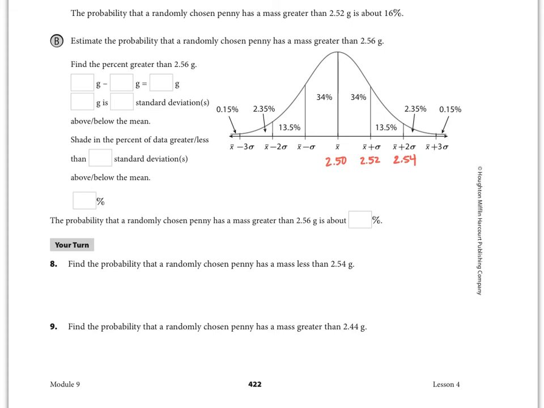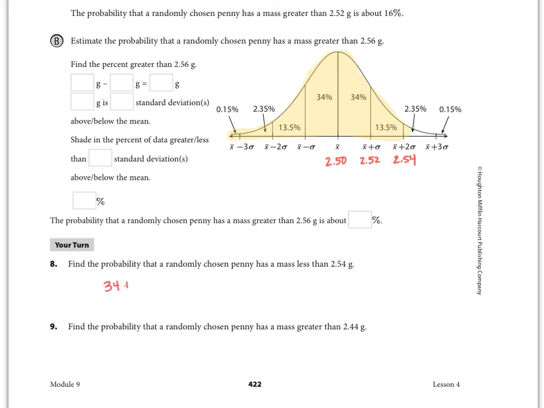So I want to find the probability that a randomly chosen penny has a mass less than 2.54. So that's everything less than 2.54 grams. If you see my yellow highlighter here, at 2.54, I'm interested in everything to the left of that. So I'm pretty much adding all those percentages. And that means I am adding 13.5, that's to the left of this, 2 standard deviations away from the mean. 13.5 plus 34 plus 34 plus 13.5 plus 2.35 plus 0.15. So I'm adding all of those.